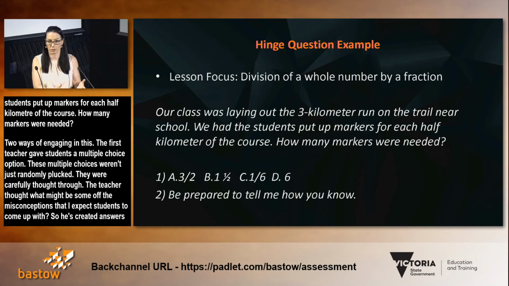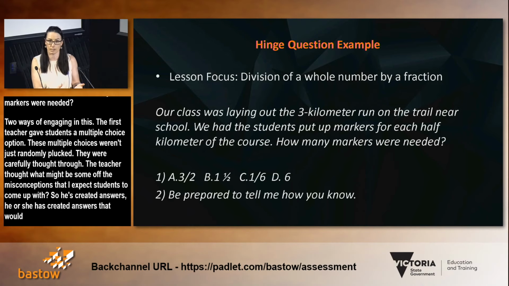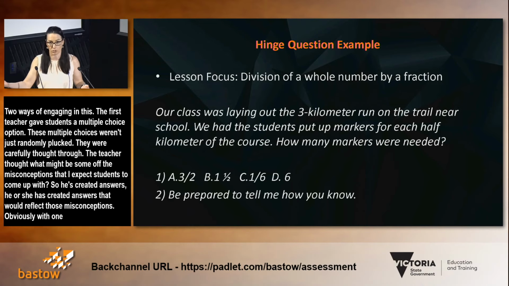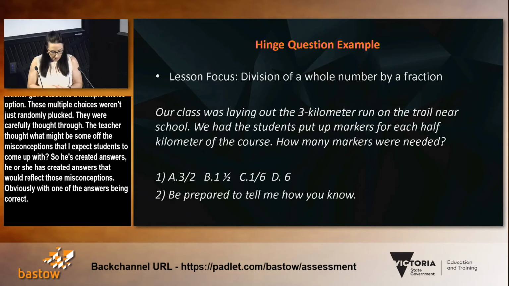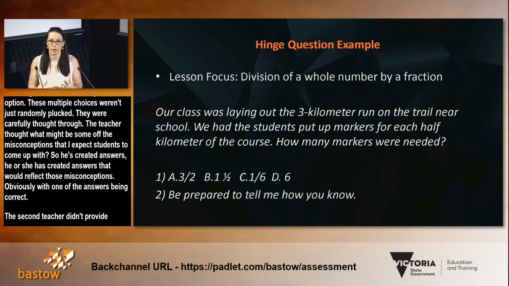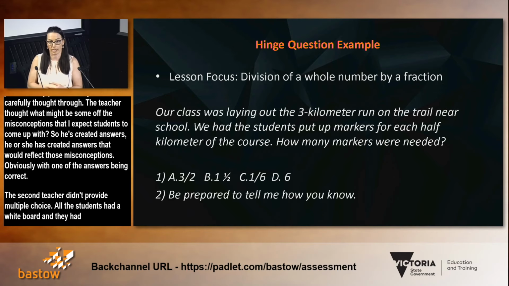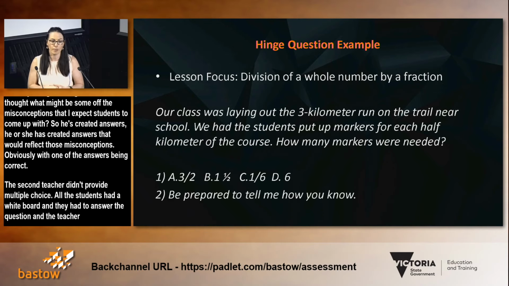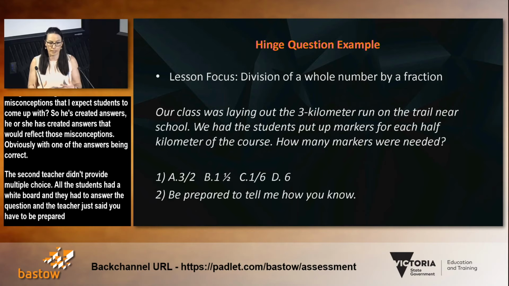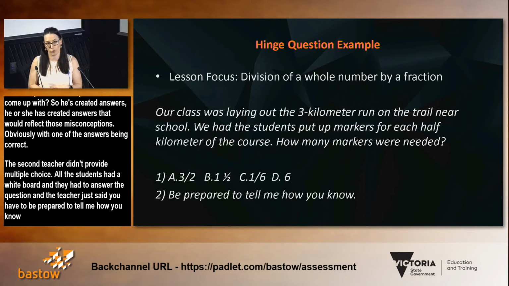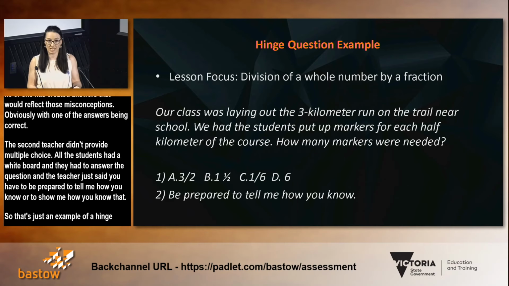And so he or she has created answers that would reflect those misconceptions, obviously with one of the answers being correct. The second teacher didn't provide multiple choice. All the students had a whiteboard and they had to answer the question. And the teacher just said, you have to be prepared to tell me how you know, or to show me how you know that. So that's just an example of a hinge question.